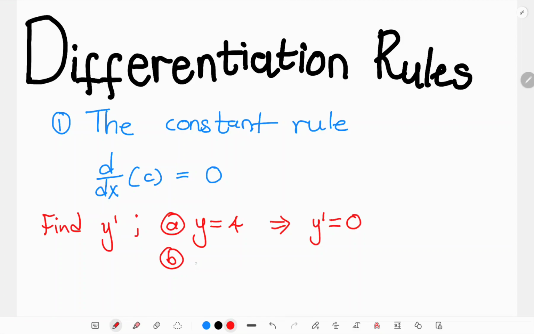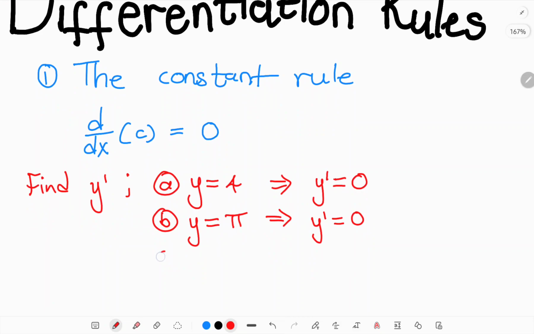Let's say you are given y equals pi. Remember, pi is also a constant, which is approximately 3.14. So the derivative of pi is also equal to 0. Also, even when you have something like e to the pi, this is also a constant, and the derivative of this is also 0.